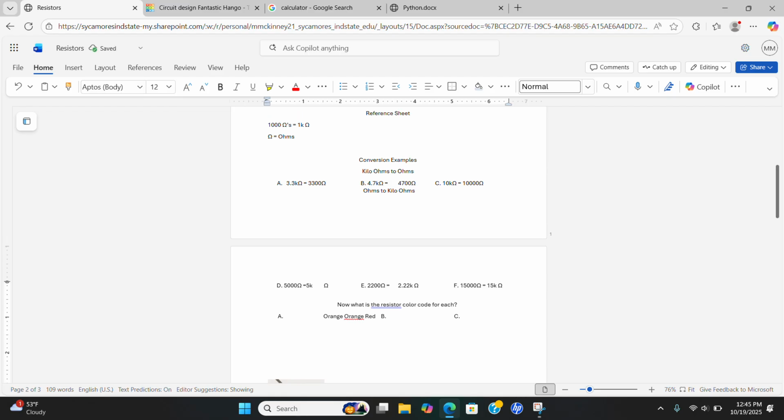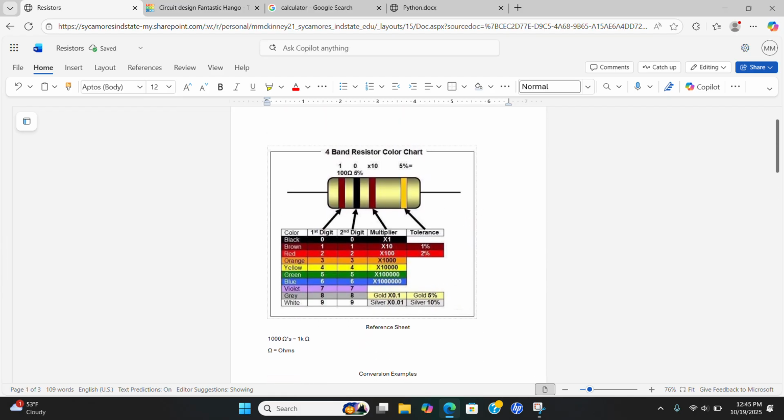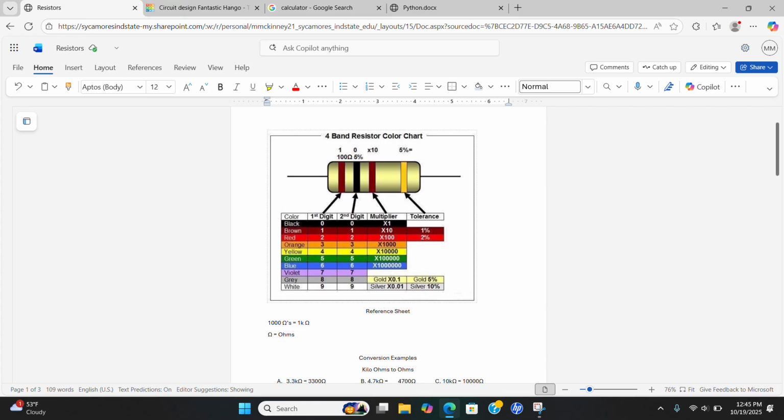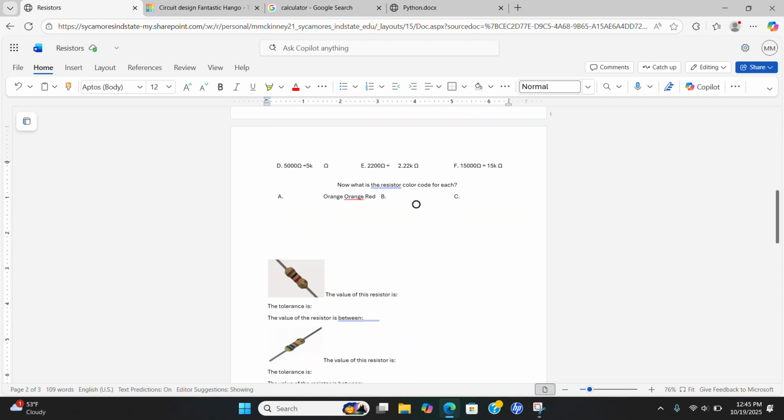Suppose you have 4.7 kilo ohms. Well, a yellow is a 4, and a violet is a 7, and a red represents the two zeros. So it's yellow, violet, red.